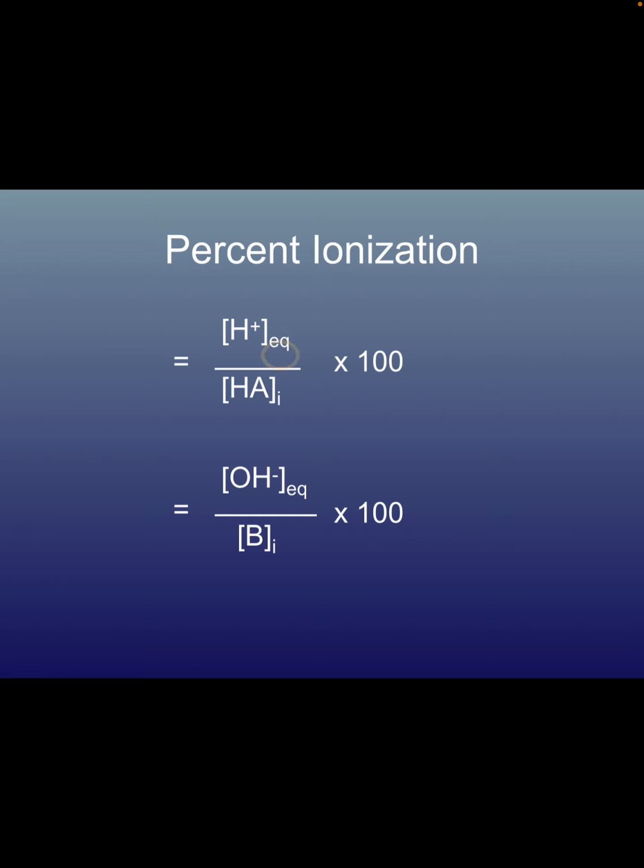And note that the hydrogen ion and hydroxide concentrations are the equilibrium amounts. So in our ice table, it's what is in that last row, whereas the acid and base amounts are the initial amounts, our beginning amounts, and we're looking at how much of them break up and split up overall.